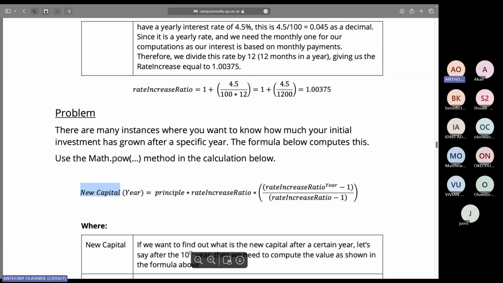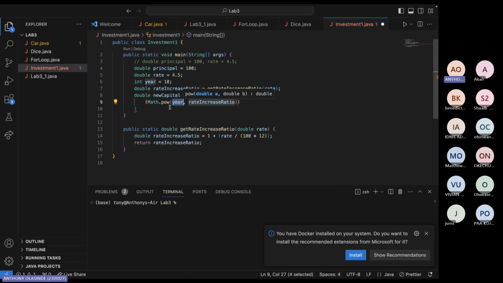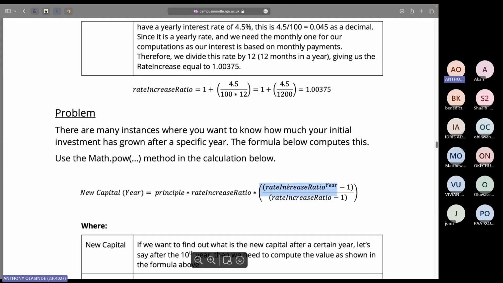So how do you do math dot power? You supply what you want to power and you supply the power. So you supply this first. So this is what we want to do: rate increase ratio raised to power J. So we say Math dot power, then we supply, note the definition here. Double, double: the first is the return type, double, and the data types of the first input and of the second input. So the first thing you want to supply is the rate increase ratio. The second thing you want to supply is the year.